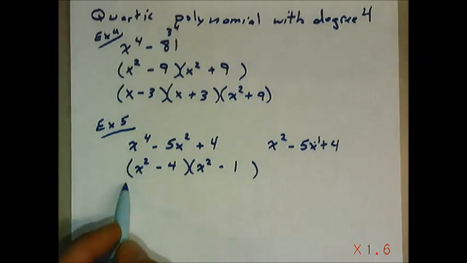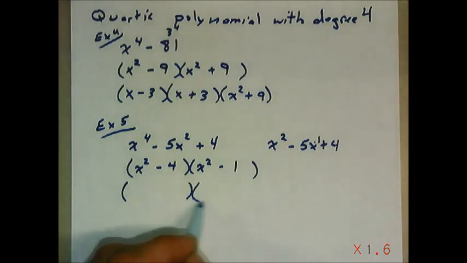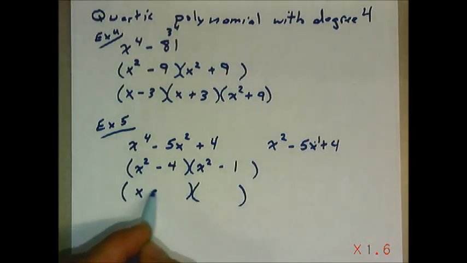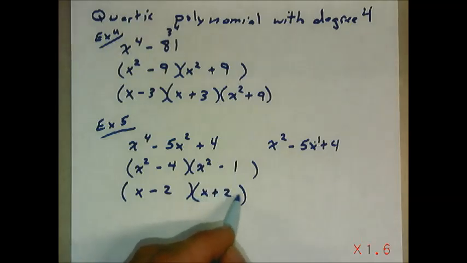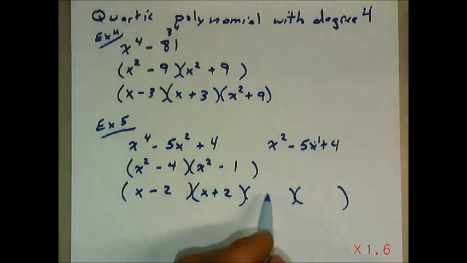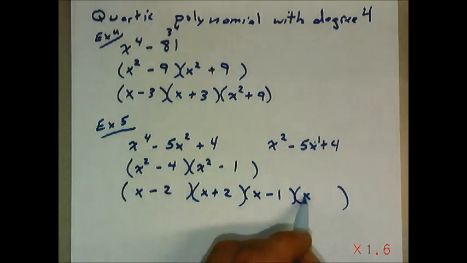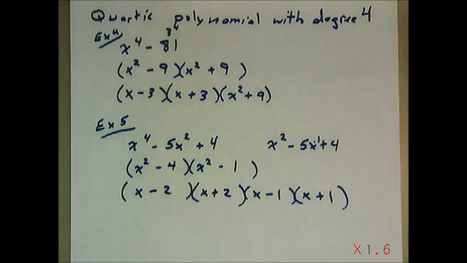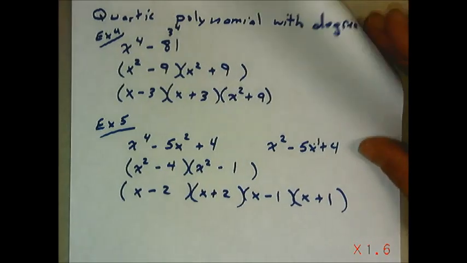And from here we can go ahead and factor. X squared minus 4 is x minus 2, x plus 2. And x squared minus 1 is x minus 1, x plus 1. And there's our completely factored form.